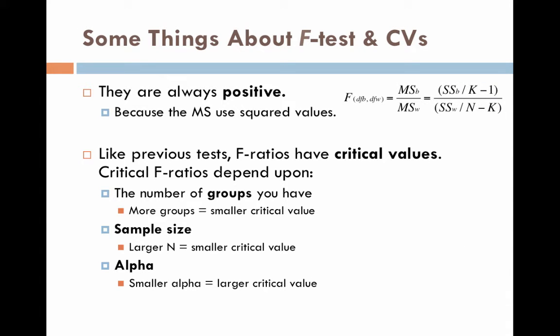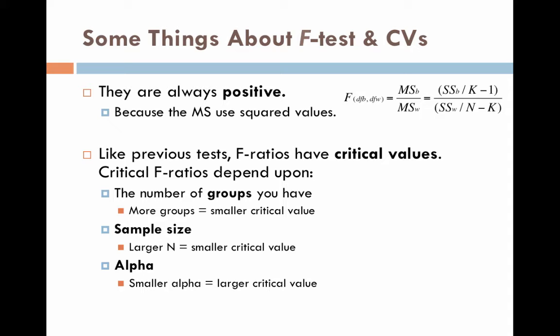And like previous tests, your F-test also has critical values, just like we saw. And these F critical values depend upon the number of groups that you have. So the more groups that you have, the smaller your critical value. The more people you have, the larger your sample size, the smaller the critical value as well. So the more groups and the more people within your groups, the smaller your critical value, which means whenever we compare our F-test to our critical value, it'll be easier for us to reject the null.